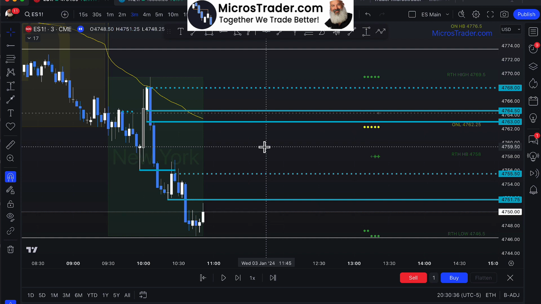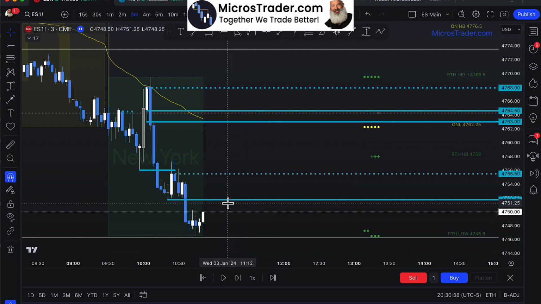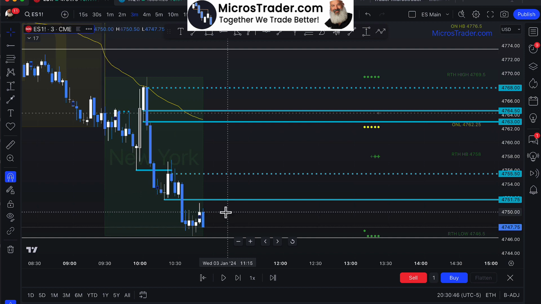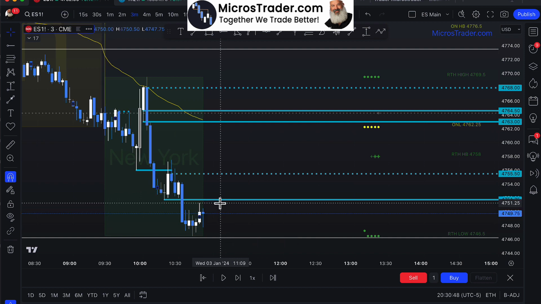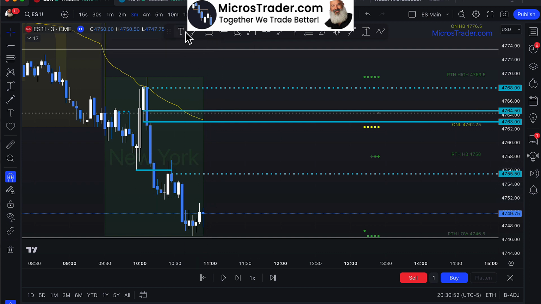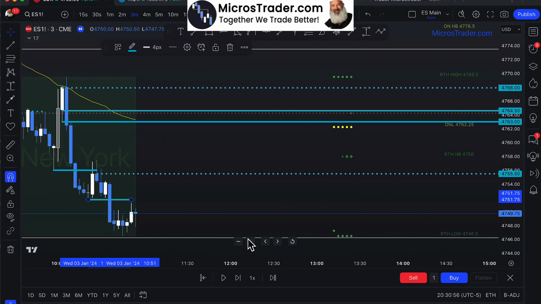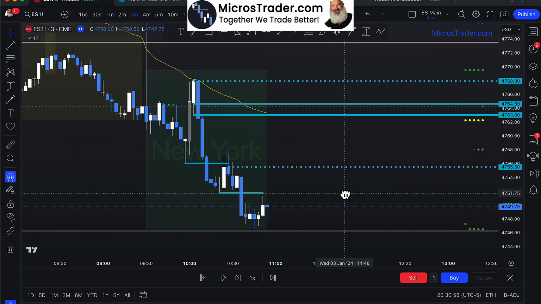So right here we would consider it tested. I don't know if you would have been in that trade or not, but that's tested. It's within 2 ticks. Let's just see what the next candle brings us. So you may or may not have been in that trade. You could mark it if you wanted to. I wouldn't have marked it. I'm not going to mark it because I wouldn't have taken this trade.